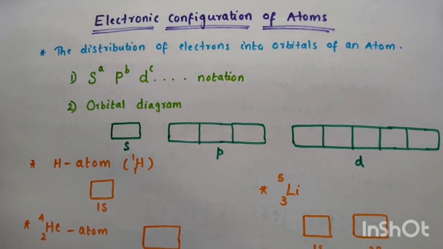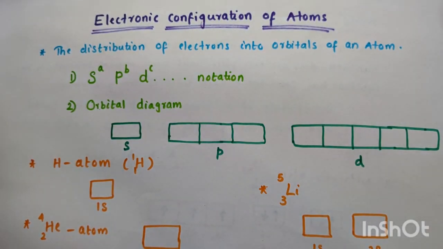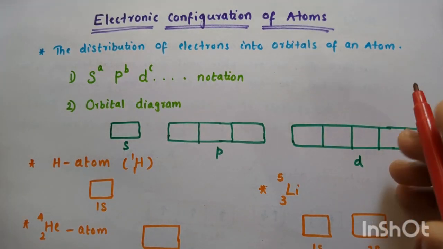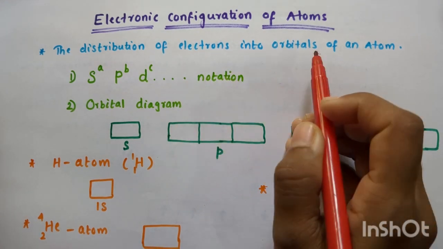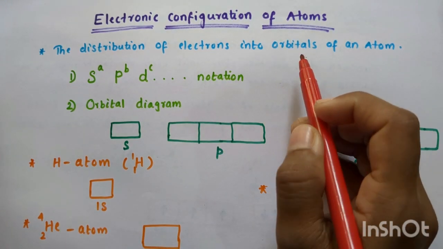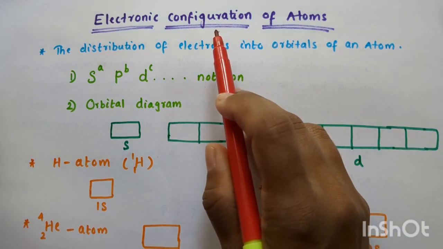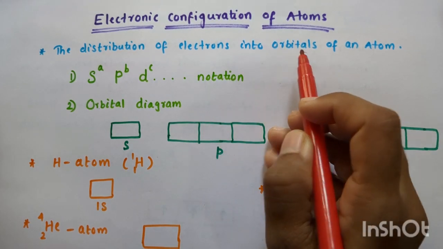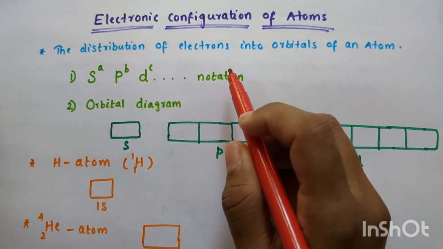Hello everyone. In this video, we are going to discuss electronic configuration of atoms from Chapter 2, Structure of Atoms, Class 11 Chemistry. The distribution of electrons into orbitals of an atom is called its electronic configuration. So what is an electronic configuration? The distribution of electrons into orbitals of an atom is called electronic configuration.